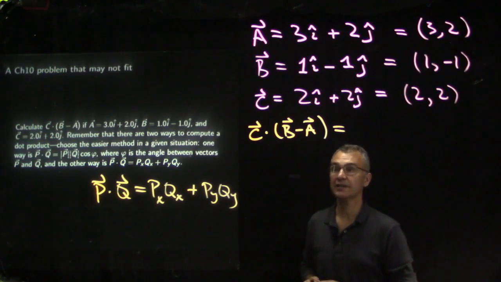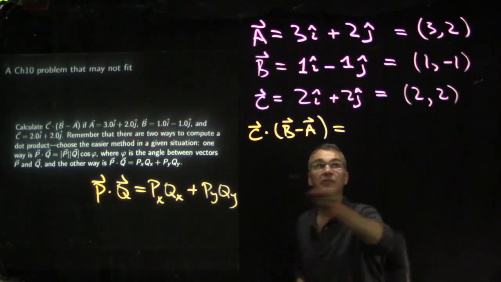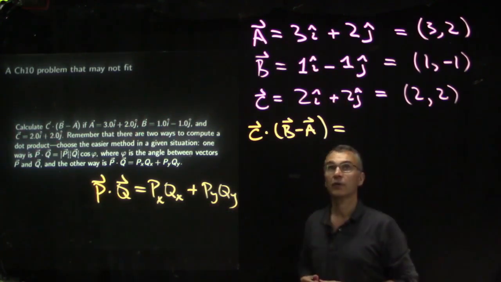So take b minus a, and take the dot product of that difference with the vector c. If a is given by 3, 2, b is given by 1, minus 1, and c is given by 2, 2, where I mean the x component, the y component.